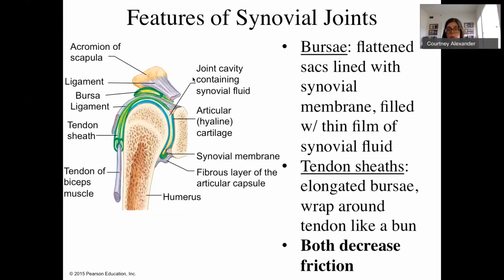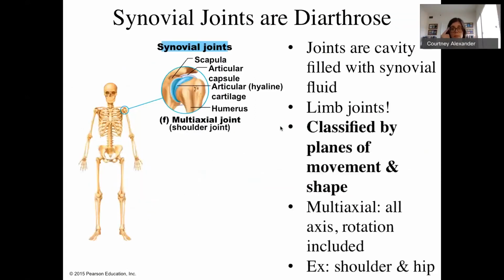Some specific terms to keep in mind: we have bursa, which are flattened sacs lined with synovial membrane, and we have tendon sheaths. So you can have bursitis or tendon sheath inflammation, and these will be very painful processes. Again, all of these structures help to decrease the friction of movement. Synovial joints are diarthrotic, so they are freely movable. They are filled with fluid, and they're the joints that we typically think of, our limb joints.